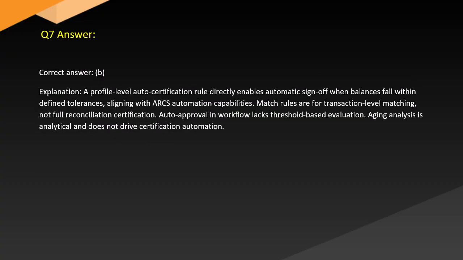Answer. Correct answer: B. Explanation. A profile-level auto-certification rule directly enables automatic sign-off when balances fall within defined tolerances, aligning with ARCS's automation capabilities. Match rules are for transaction-level matching, not full reconciliation certification.